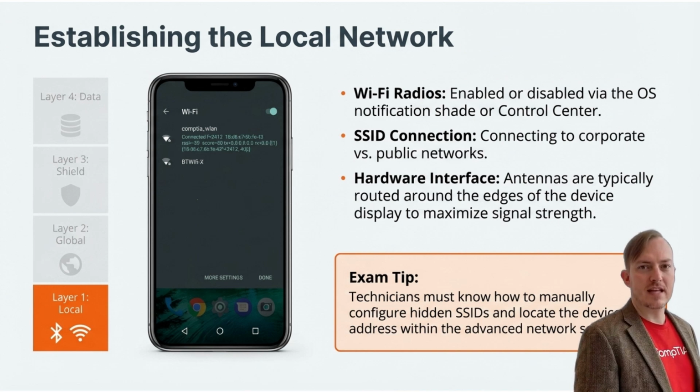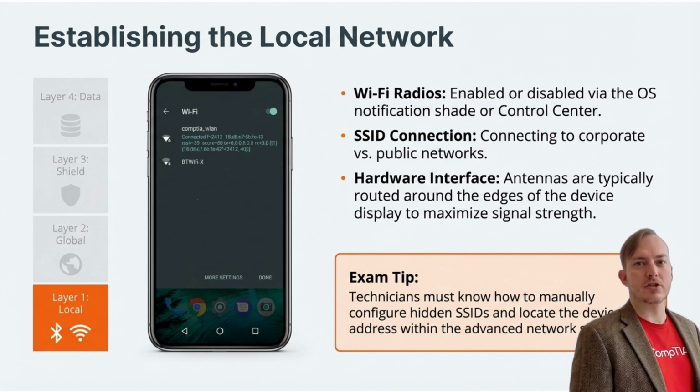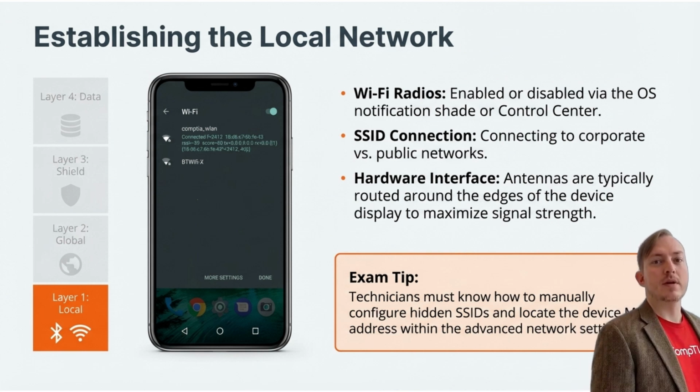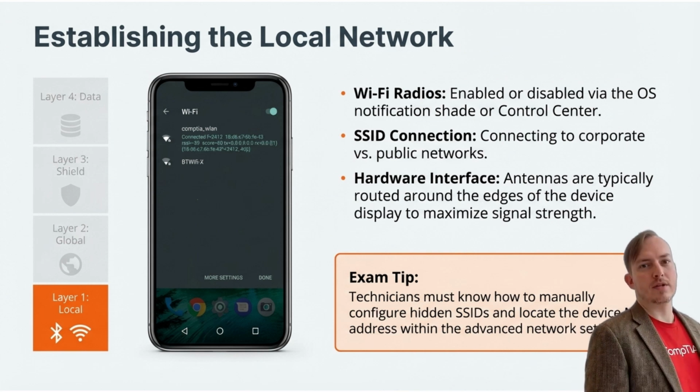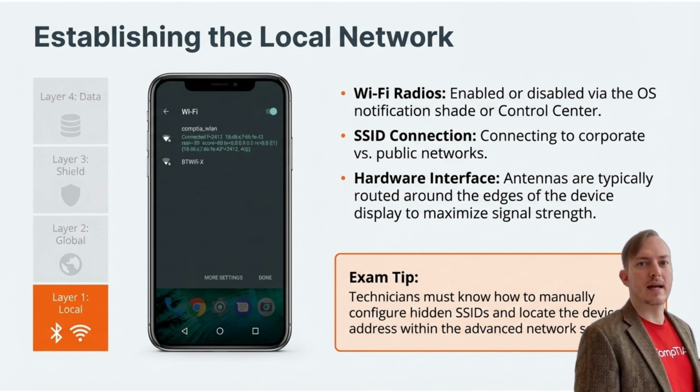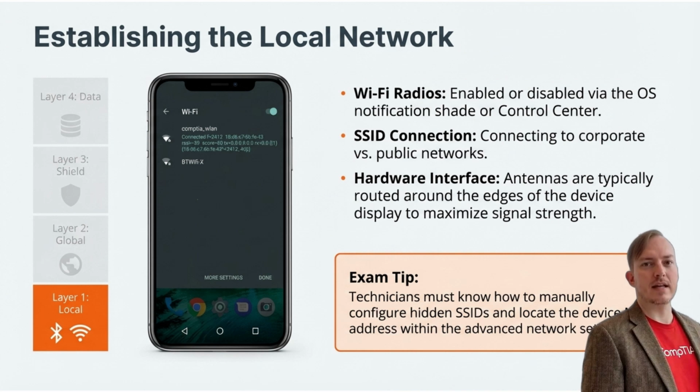When making an SSID connection, you must carefully manage whether the device is connecting to secure corporate networks versus untrusted public networks. From a hardware perspective, remember that Wi-Fi antennas are typically routed around the edges of the device display to maximize signal strength. Exam tip. As technicians, you must know how to manually configure hidden SSIDs and locate the device MAC address within the advanced network settings.